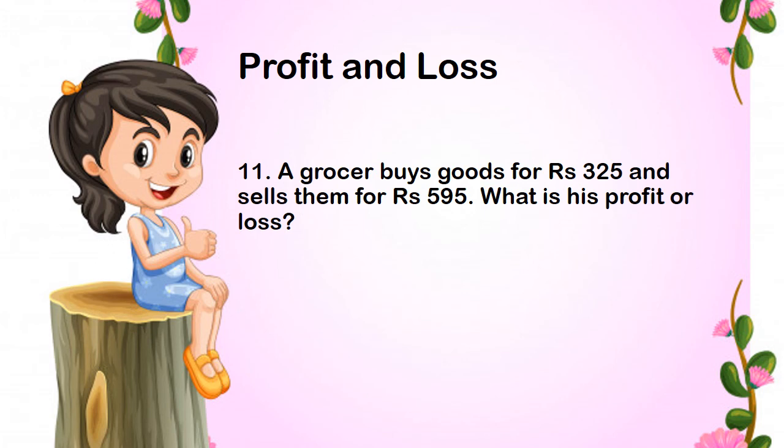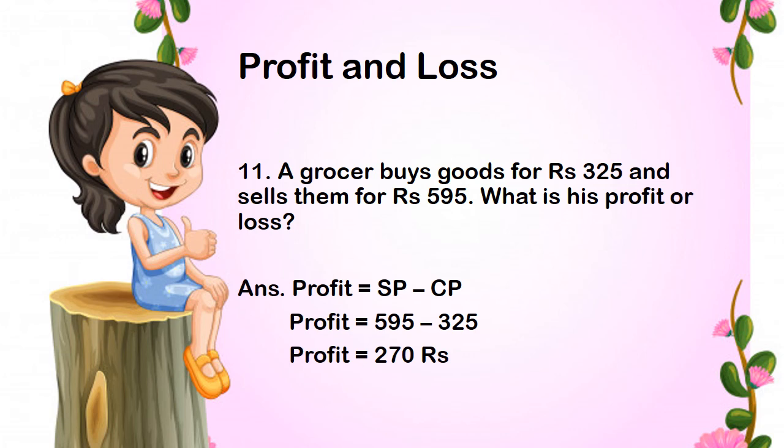A grocer buys goods for 325 rupees and sells them for 595 rupees. What is his profit or loss? Answer: profit is equal to selling price minus cost price, which is 595 minus 325 rupees equal to 270 rupees is the profit.